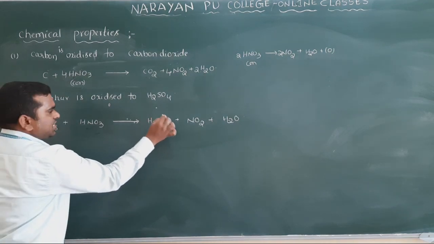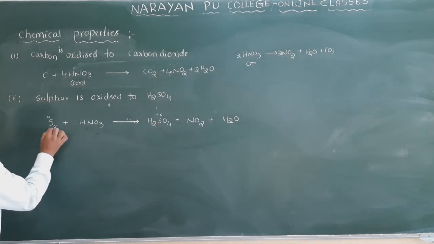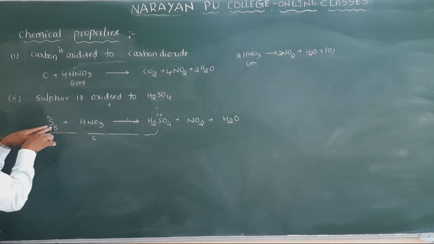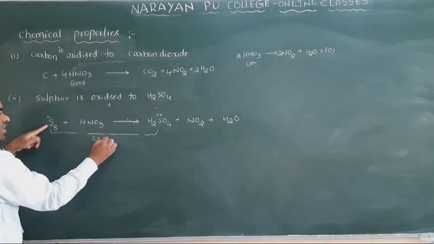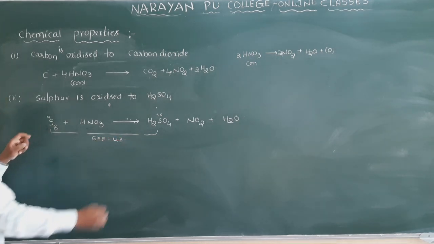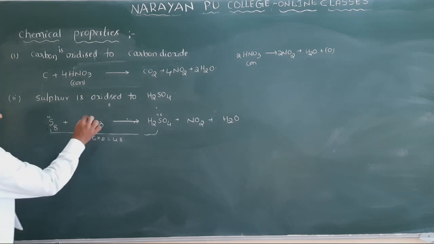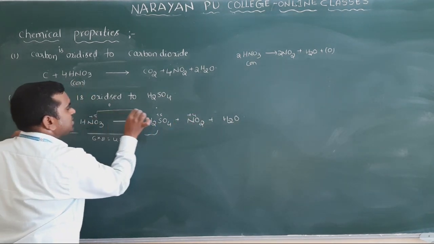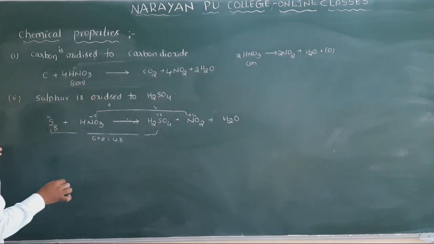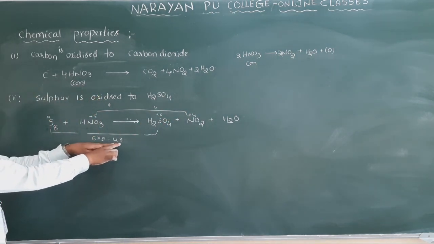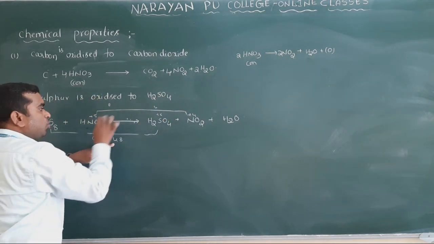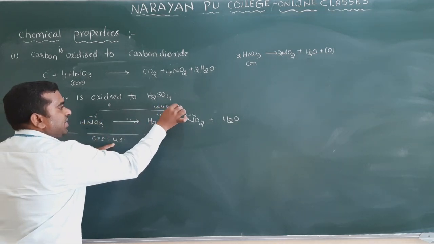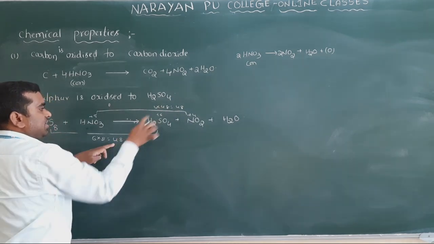0 and here what is it? +6. 0 to +6 means how much? See, 6 units for 1 sulfur. But how many sulfurs are there? 8. So how many units here? 48. Clear? And here you know that it is +5 and it is +4. How many units decreased here? 1 unit decreased here. And here how many units increased? 48. So I have to multiply HNO3 and NO2 with what number? 48. Then both will be equal.